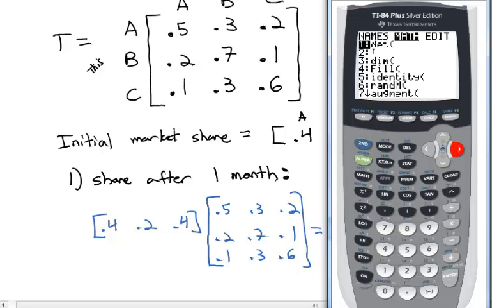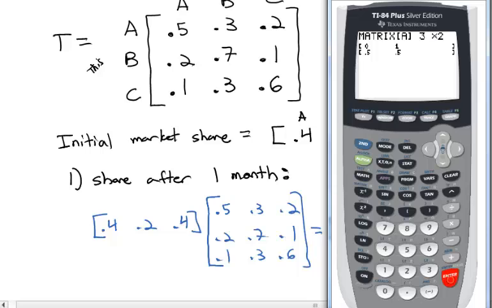Second matrix. Over to Edit. We're going to do a 3 by 3 matrix. For matrix A, this is our transition matrix of 0.5, 0.3, 0.2, 0.2, 0.7, 0.1, 0.1, 0.3, 0.6. So A is the transition matrix. Then we'll go over to matrix and edit a 1 by 2 matrix. Actually, it's a 1 by 3 matrix. B is going to be our market share of 0.4, 0.2, 0.4.